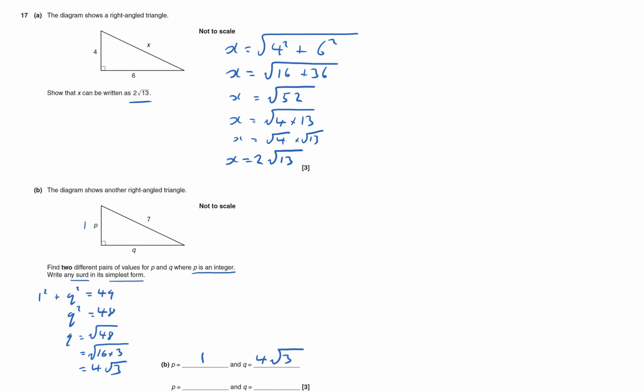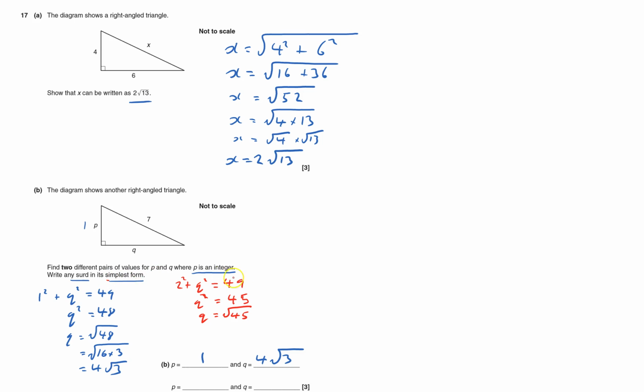I'll do the next one in red. You could have 2 plus q squared. Oh, it's not 2, it's 2 squared plus q squared equals 7 squared, which is 49. That's 4, so q squared equals 45. So q equals the square root of 45.